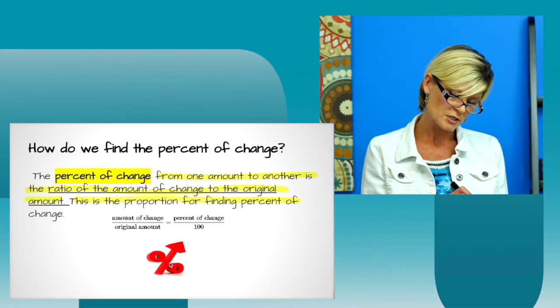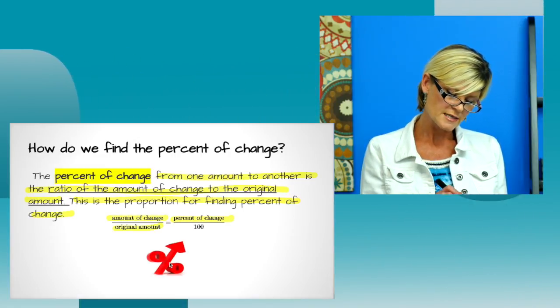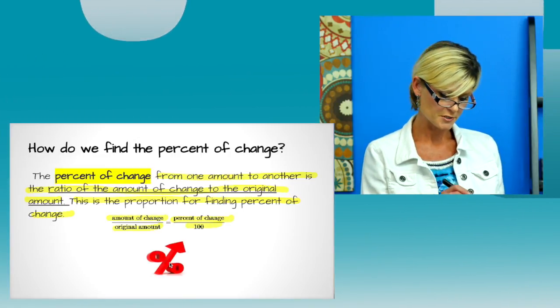Let's start off by talking about how we find the percent of change. The percent of change from one amount to the other is the ratio of the amount of change to the original amount. So this is the proportion for finding the percent of change. We put the amount of change over the original amount, and that equals the percent of change over 100.